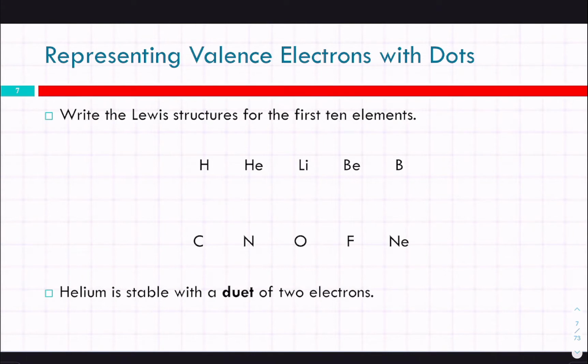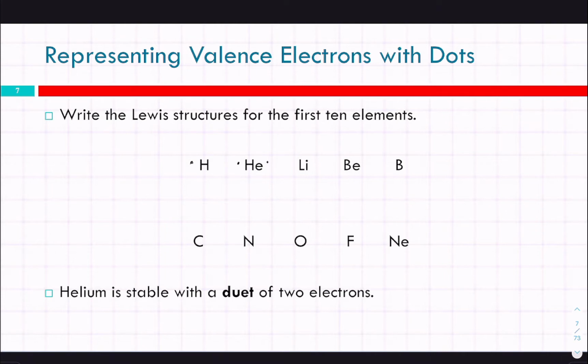Okay, so if we're going to write the Lewis structures for the first 10 elements, how many valence electrons does hydrogen have? Just 1. How many does helium have? 1 or 8. Oh, no, 8 is the exception to that. Helium is the exception to the rule of using the periodic table. So yeah, helium has 2.